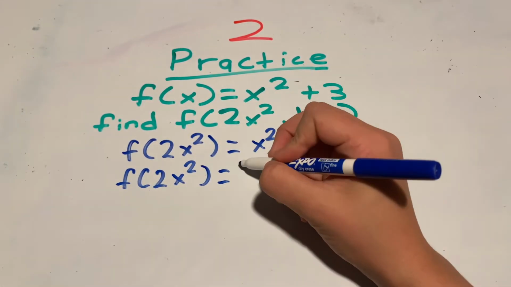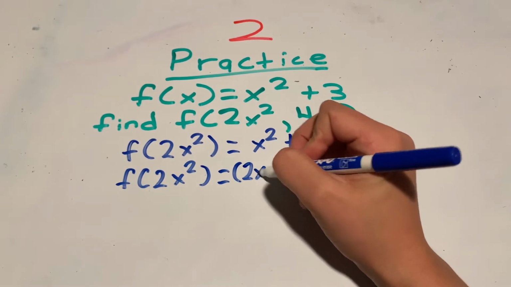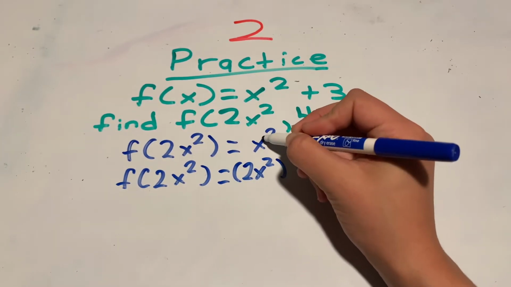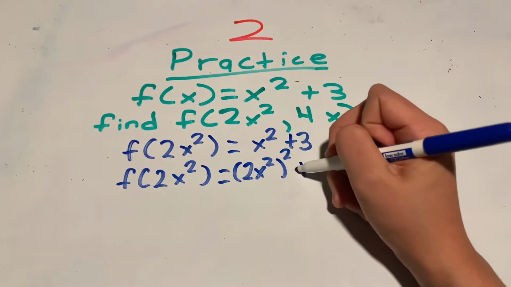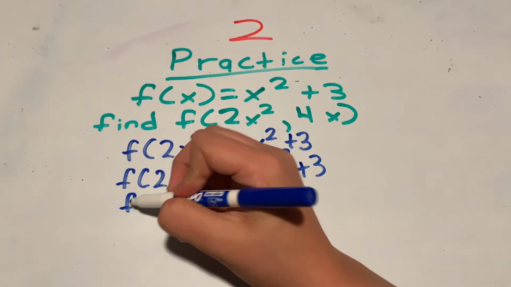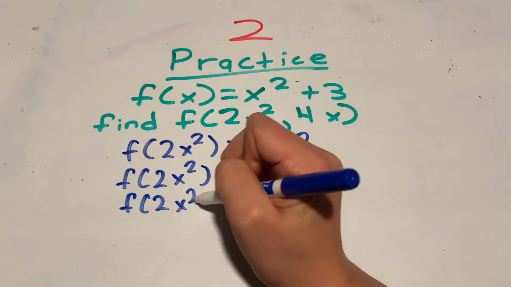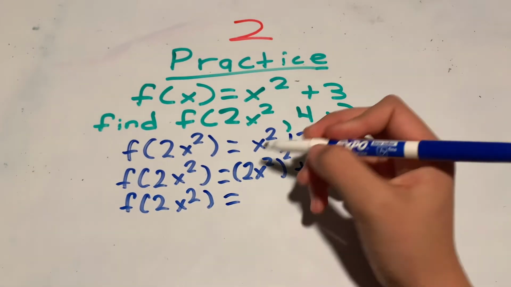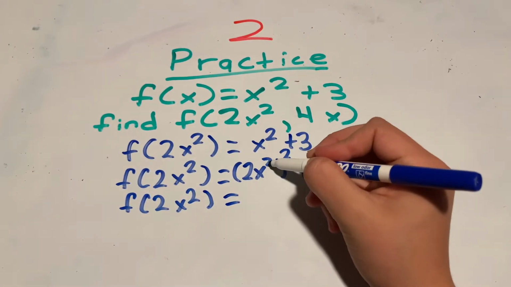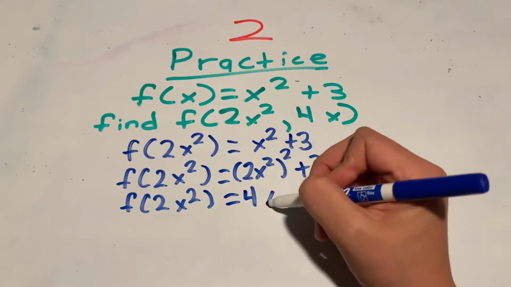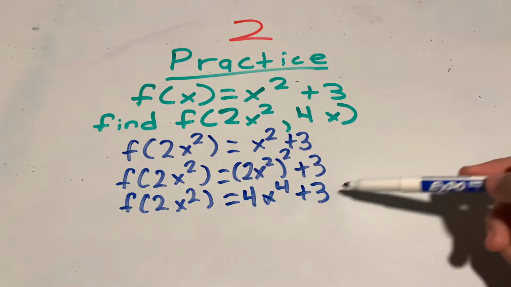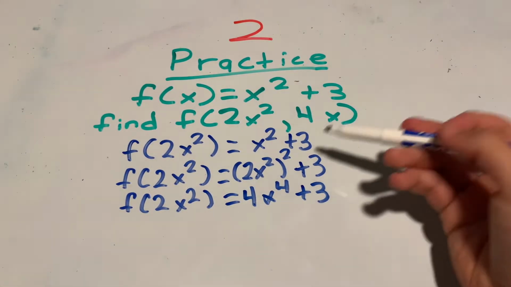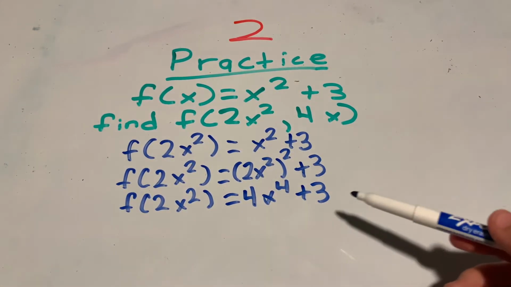And then we're going to put parentheses around 2x squared since there's an exponent above the x. So we have to square this whole value right here on the next step. So now we're going to solve. And that equals, we're going to square the 2 and the x squared. So it'd be 4x to the 4th plus 3. And there you go, you have your answer, since we just plugged in every value that you can.